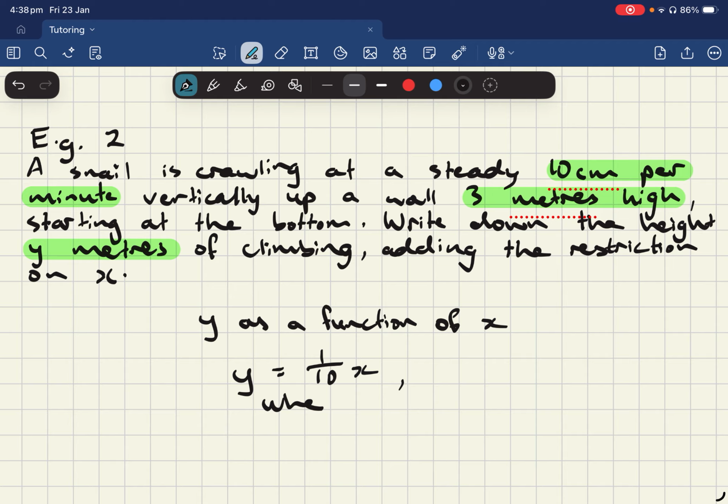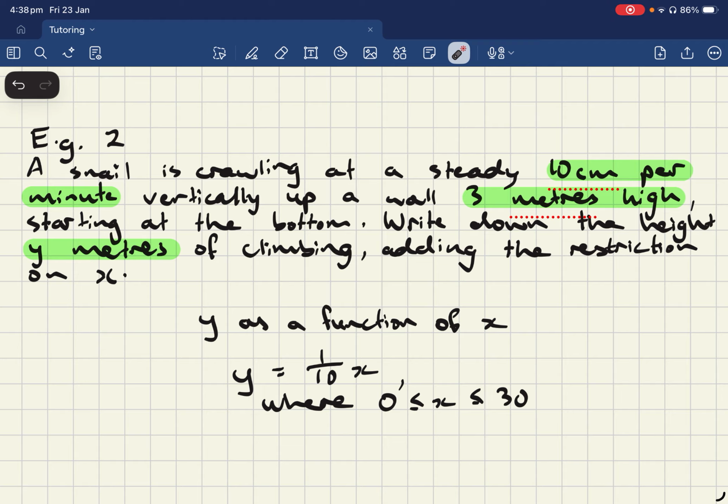This happens where x is between 0 and 30, because 30 minutes will pass before this thing gets to its maximum height. 10 goes into 300, 1 over 10 goes into 30 times. So this is our restriction, because once we get to 30, it's already climbed to the top of the wall. It's got nowhere else to go. And it starts at 0 because it starts at the bottom. Its height is 0 and it works its way up.